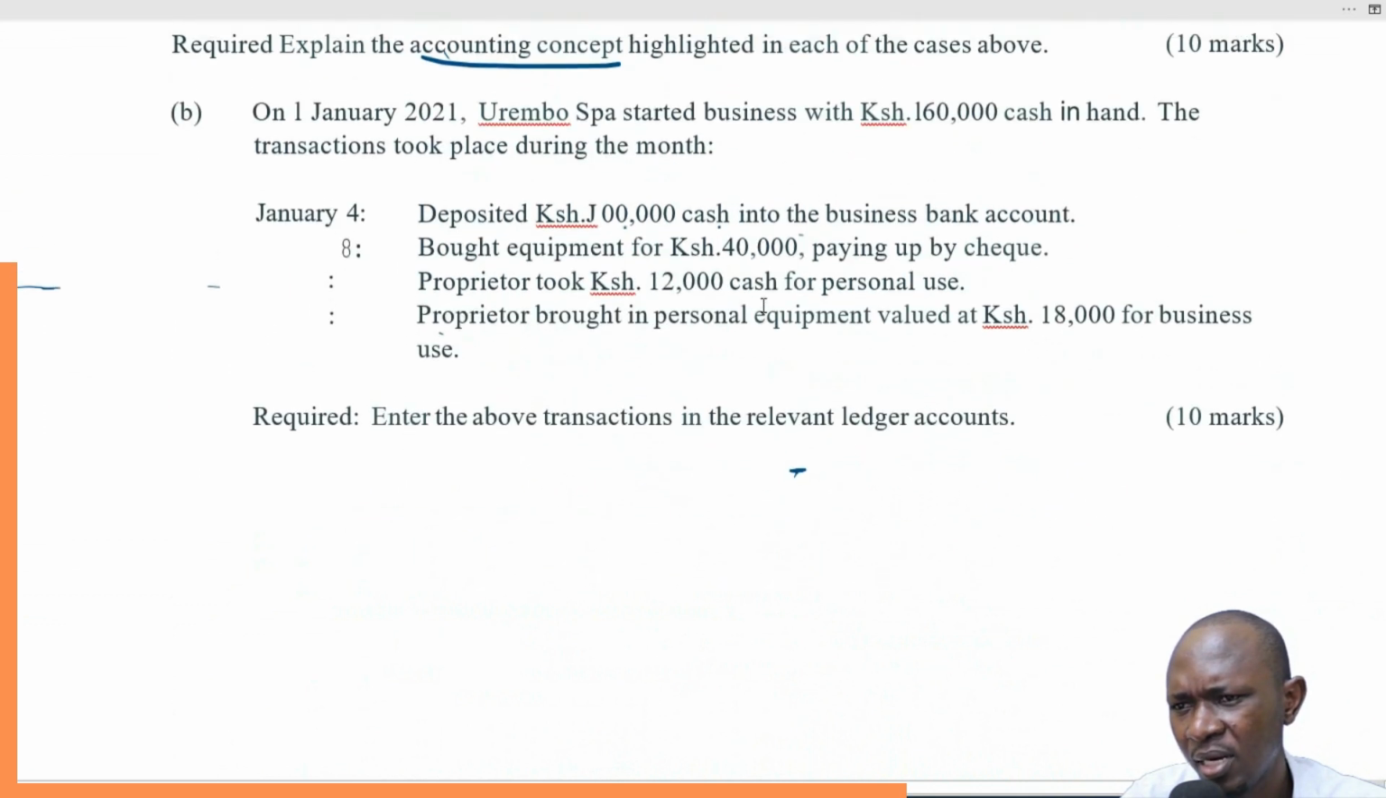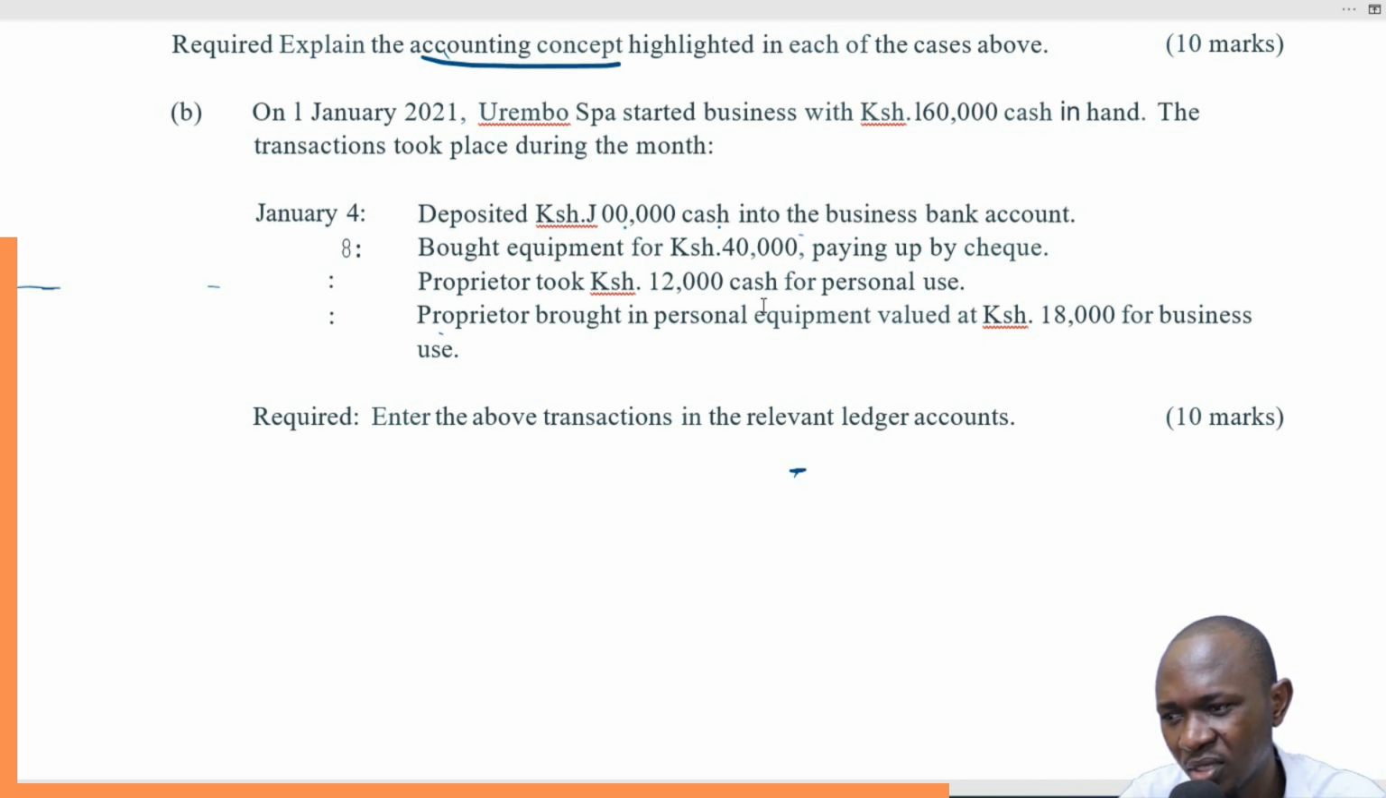On 1st January 2021, Urembo Spa started business with 160,000 cash in hand. The transaction took place during the month. He deposited 100,000 cash into the bank account, bought equipment for 40,000 paying by check.